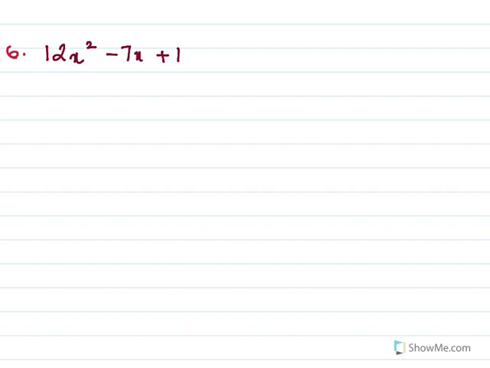For the sixth, it's 12x square minus 7x plus 1. Now your middle term is minus 7, which means we have to find two numbers whose sum is minus 7. So let me just put it up here: one number plus another number. When you add up, you should get minus 7.